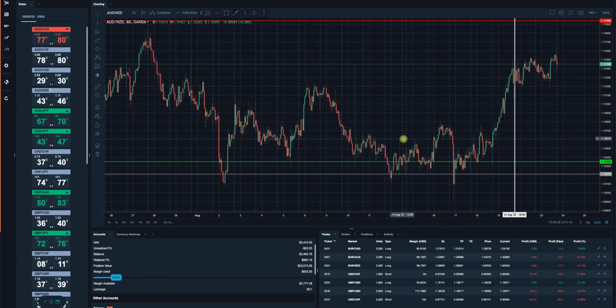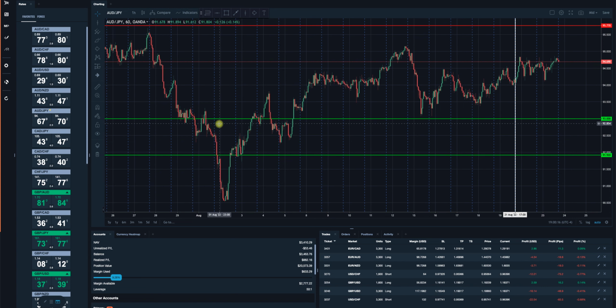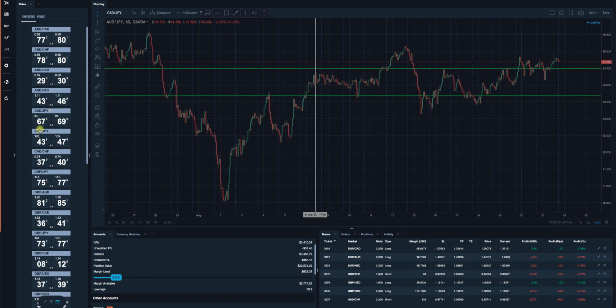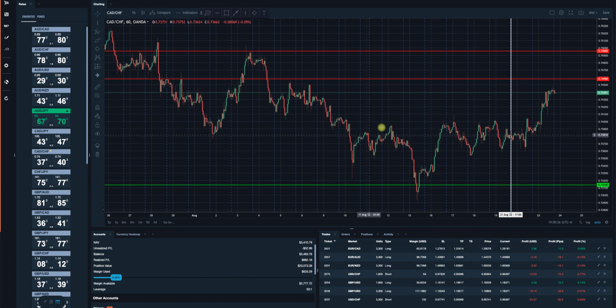AUD New Zealand, nothing going on there. This is the open Monday, and we've been in no man's land. AUD CAD is no man's land as well. Nothing with CAD Japanese. And nothing here so far.